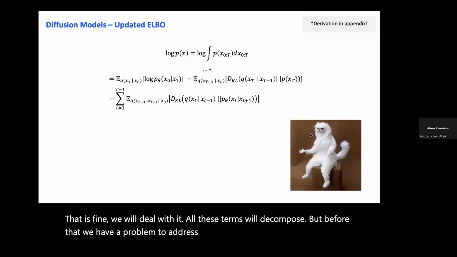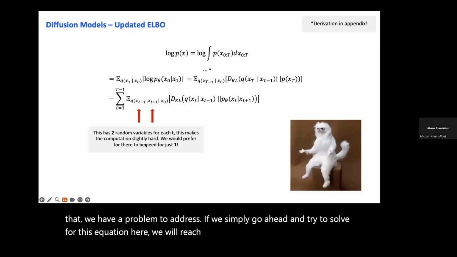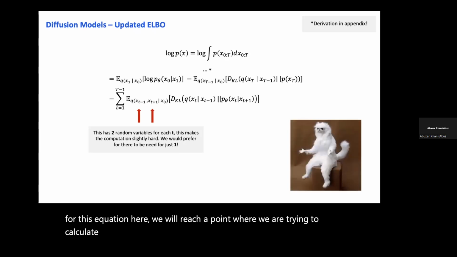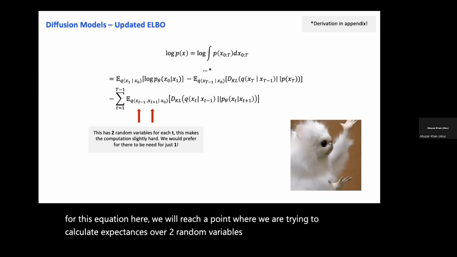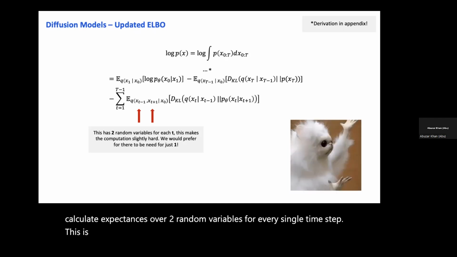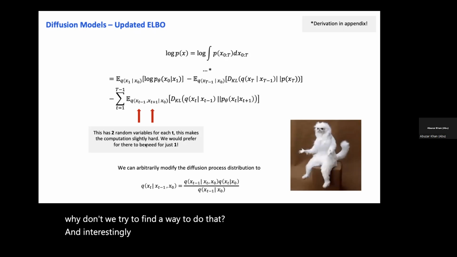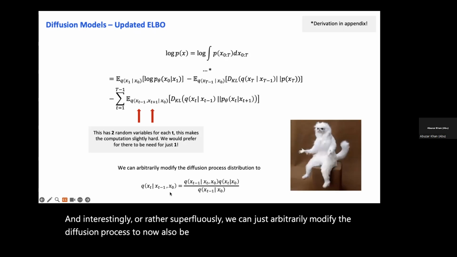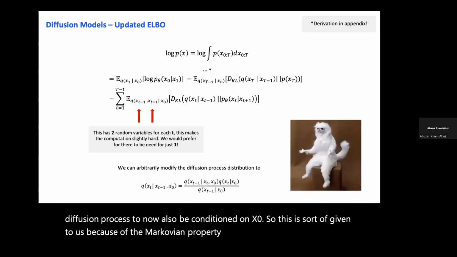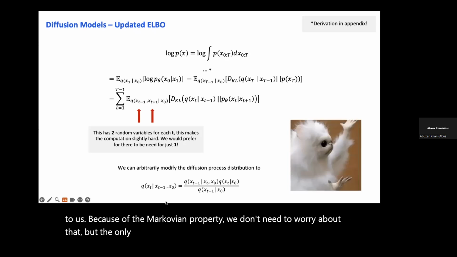If we simply go ahead and try to solve for this equation here, we will reach a point where we are trying to calculate expectations over two random variables for every single time step. This is, well, considerably harder than using just one random variable. So why don't we try to find a way to do that? And interestingly, or rather superfluously, we can just arbitrarily modify the diffusion process to now also be conditioned on x0. So this is sort of given to us because of the Markovian property. We don't need to worry about that. But the only thing is, this is correct to state this.